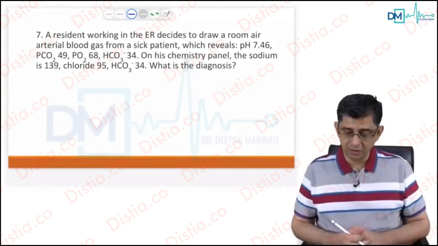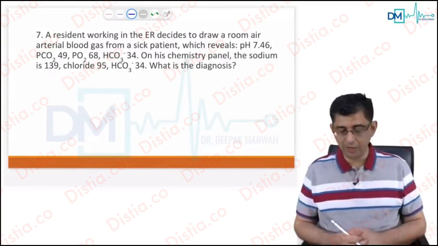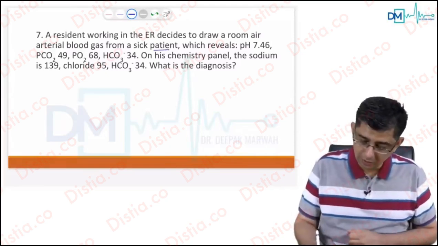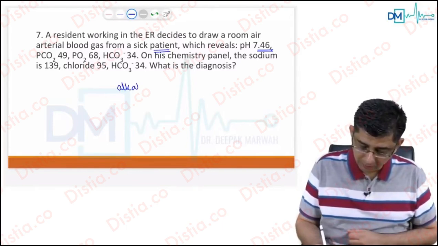Coming to the next question, the seventh one, you have decided to take an ABG sample from a sick patient. The pH of the patient is 7.46. So this time it is an alkalotic pH.